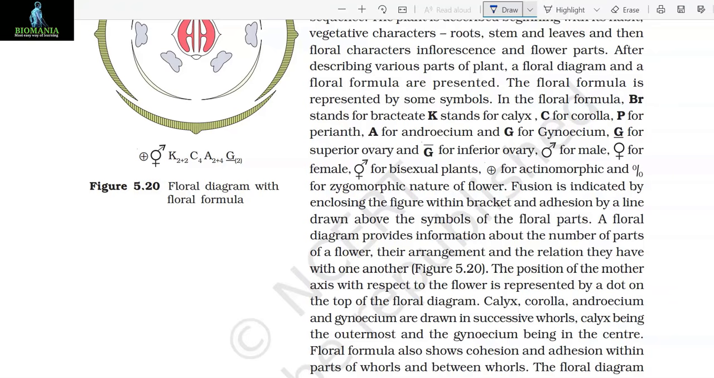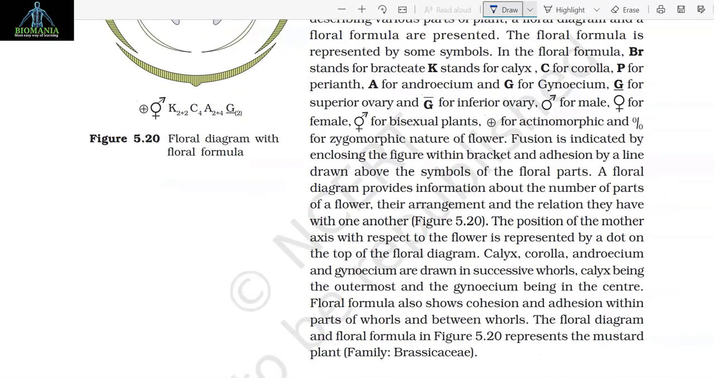Sign of male and female, and both signs are present for the bisexual plants. And a cross sign in a circle is for the actinomorphic, and a sign of percentage for zygomorphic nature of flower. Fusion is indicated by enclosing the figure within brackets and adhesion by a line drawn above the symbols of the floral parts. A floral diagram provides information about the number of parts of a flower, their arrangement and the relation they have with another.